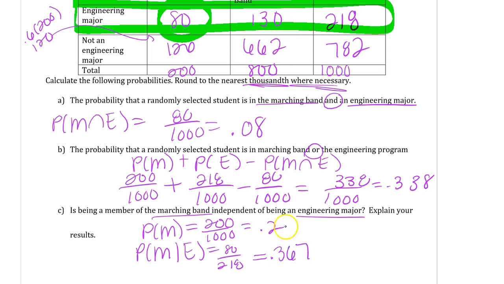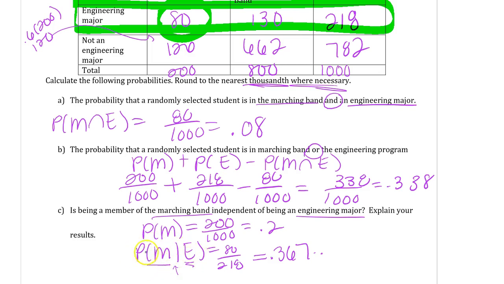So notice how the probabilities are not the same. I added extra information to this and it had an influence on the original probability. In fact, the original probability, which I think of as like my baseline, has increased. So what this means is you are more likely to be in marching band given you're in the engineering program. And that's what you'd see written on my answer key. So you are more likely to be in the marching band given you're in the engineering program.